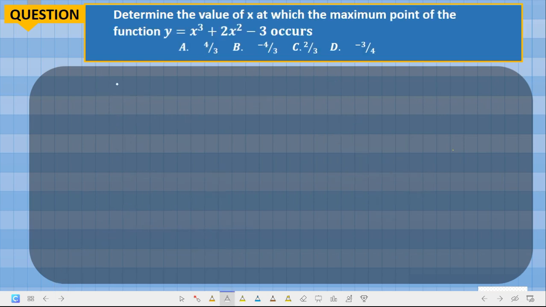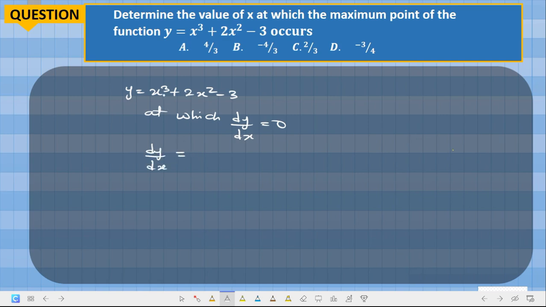Now determine the value of s at which the maximum point of the function y is equal to s raised to the power of 3 plus 2s squared minus 3 occurs. Now the maximum point is the point at which dy over ds is always equal to 0. Okay, now if you find dy ds and equate it to 0, you get your answer.